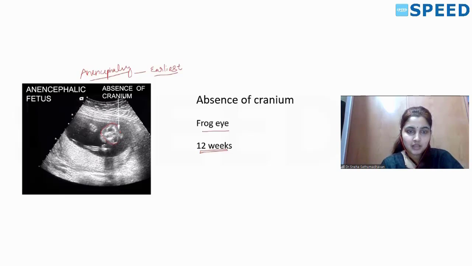So this is the face of the baby. And if you see, you can see two hollow eye-like structures. And usually there will be a cranium, a nice white structure, that is not present in this. So there will be absence of cranium and a frog eye appearance. This is how you diagnose anencephaly on ultrasound. And you will not be able to measure the biparietal diameter because there is no skull.